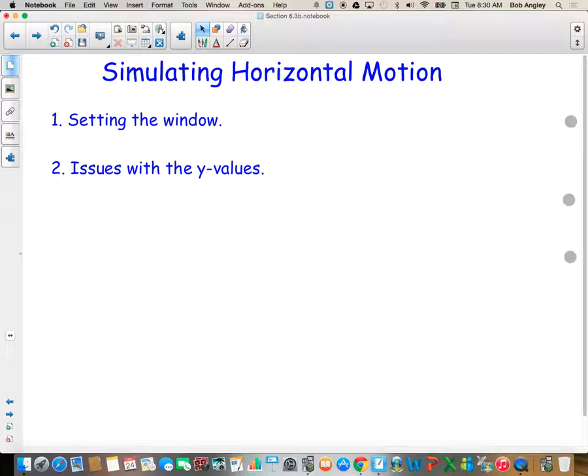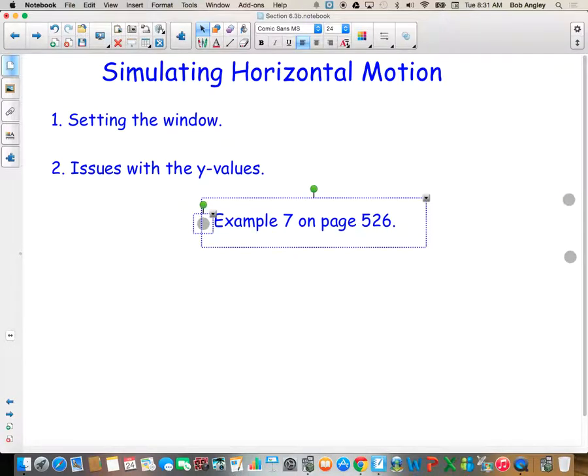All right? So now, anytime that you simulate horizontal motion, there's 2 things that you need to be conscious of. One is setting the window, and then I put down here issues with the y values, and let's take a look at where that could come into being. All right, so right here, example 7 on page 526. Would you look there for just a second?